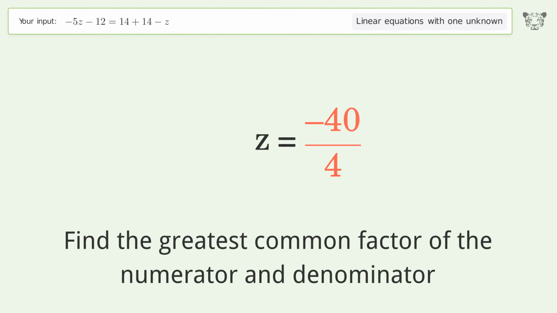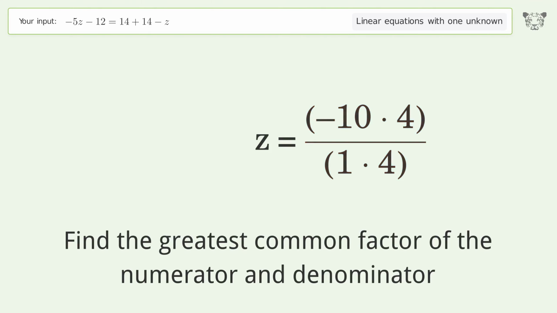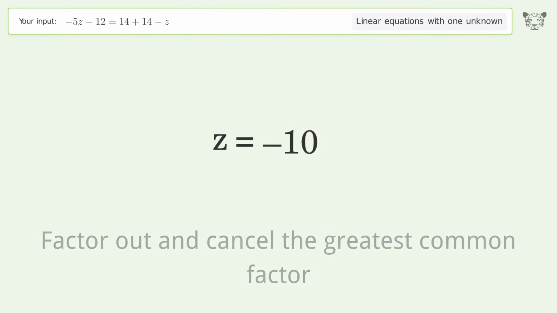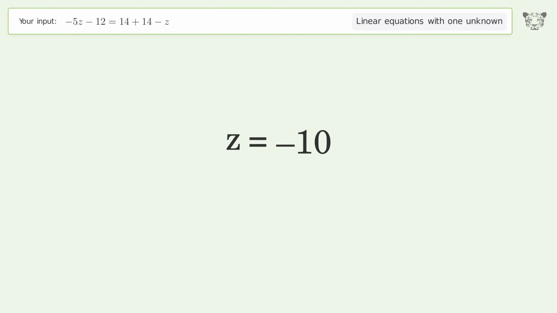Find the greatest common factor of the numerator and denominator. Factor out and cancel the greatest common factor. And so the final result is z equals -10.